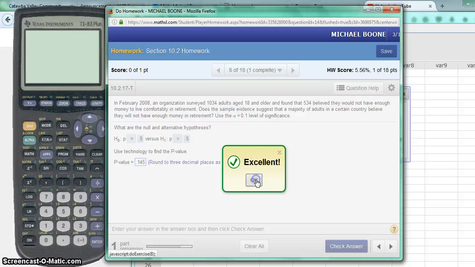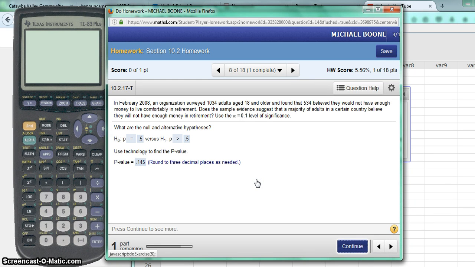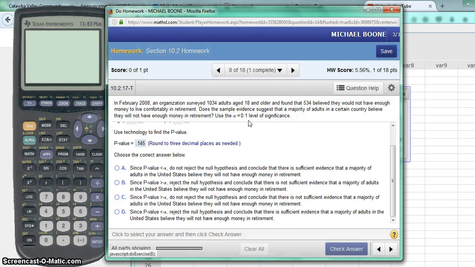And then lastly, what are we going to do? Are we going to reject or fail to reject? Now this one, we're comparing it to alpha, which is 0.1 or 0.10. Since our p-value is greater than our alpha, we do not reject the null hypothesis. So if the p is less than, we would reject, but the p is greater than, so we do not reject the null hypothesis. So that would be this one here.